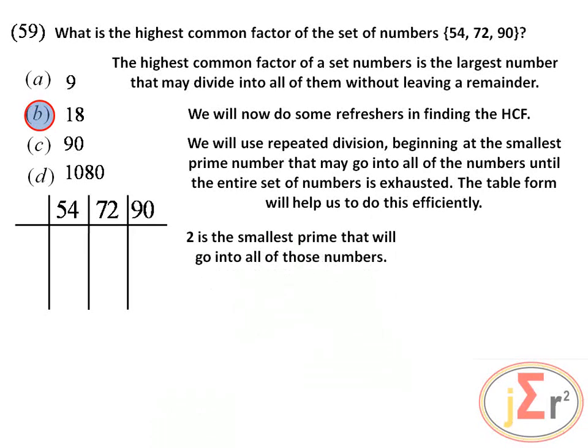Two is the smallest prime number that will go into all of those numbers. We need to find the smallest prime number that can go into every single one of those numbers, the smallest one that can go into 54, 72 and 90. That is 2. 54 divided by 2 is 27. 72 divided by 2 is 36. 90 divided by 2 is 45.